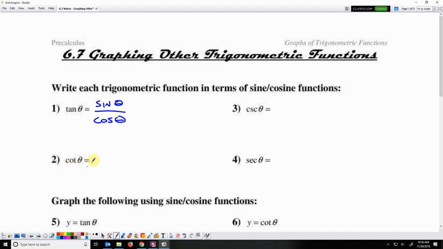Cotangent is the reciprocal of tangent, so it is cosine theta over sine theta. Cosecant is the reciprocal of sine, so that's 1 over sine theta. And secant is the reciprocal of cosine, so that is 1 over cosine theta.